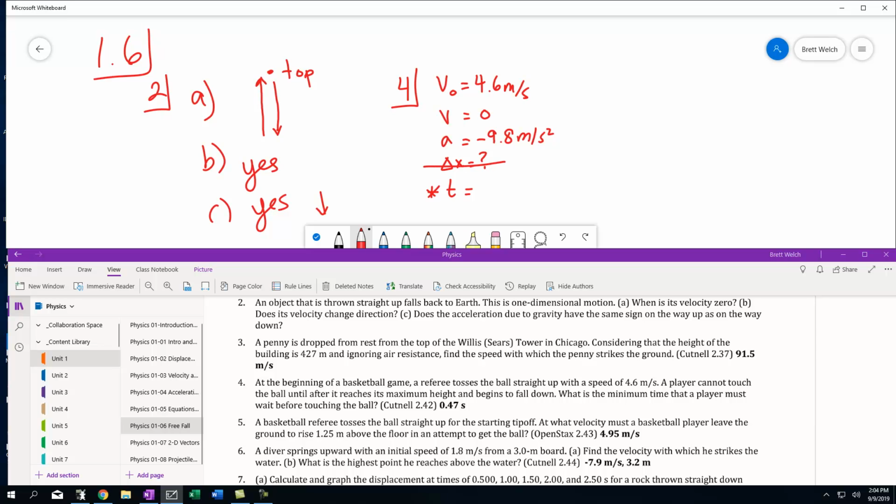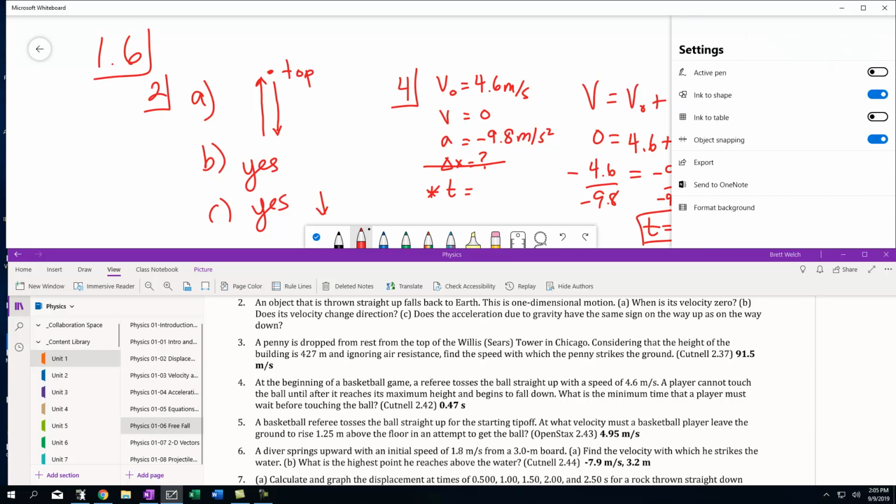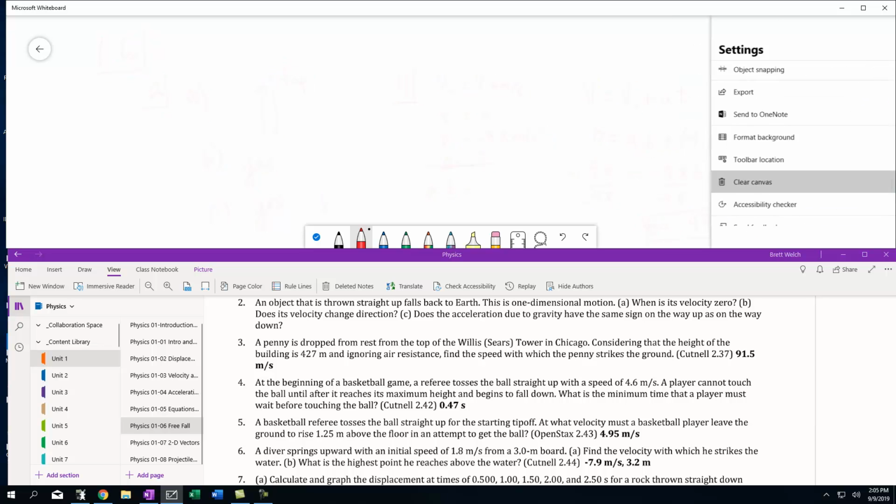Using a kinematic that doesn't use delta x would be our first kinematic, v equals v naught plus at, where our final velocity is 0, our initial velocity was 4.6 plus a negative 9.8 times t. To solve this, we're going to subtract the 4.6, and then we'll divide by negative 9.8. And our time should come back to roughly 0.47 seconds. Okay, let's clear that and start for the next one.